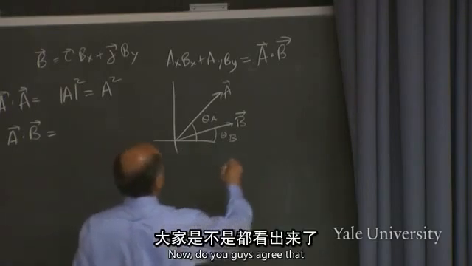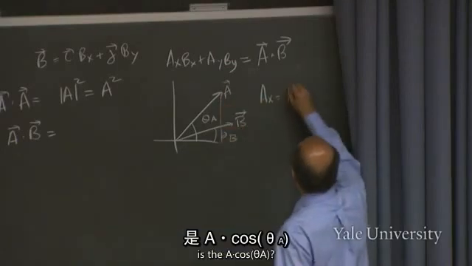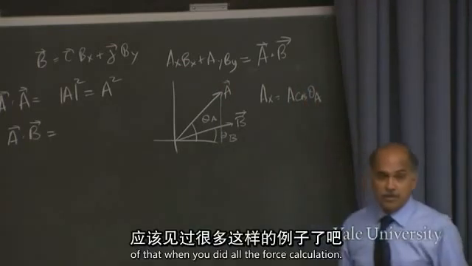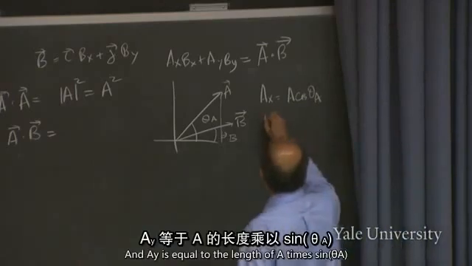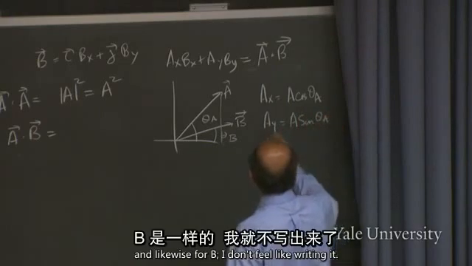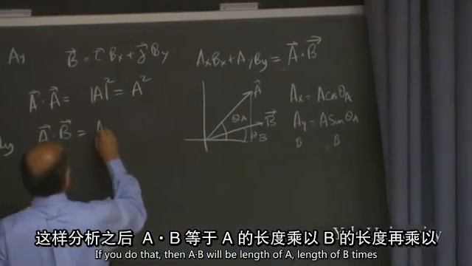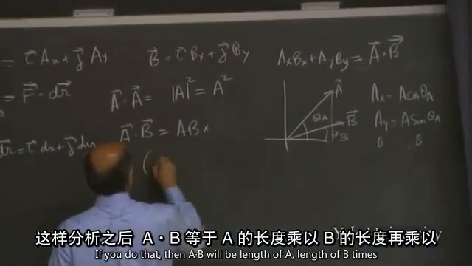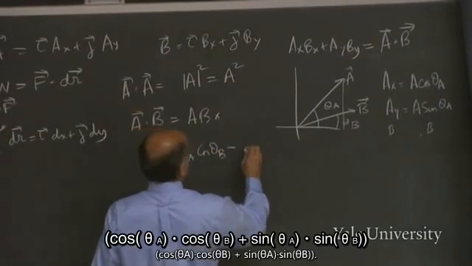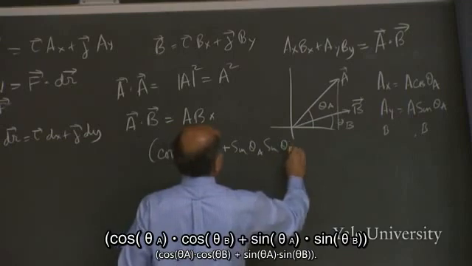Now, do you guys agree that the x component of A, which is the horizontal part of A, is the length of A times cosine theta A? You must have seen a lot of examples of that when you did all the force calculation. And Ay is equal to the length of A times sine theta sub A. And likewise for B, I don't feel like writing it. If you do that, then A dot B will be length of A, length of B, times cosine of theta A, cosine of theta B, plus sine theta A, sine theta B.